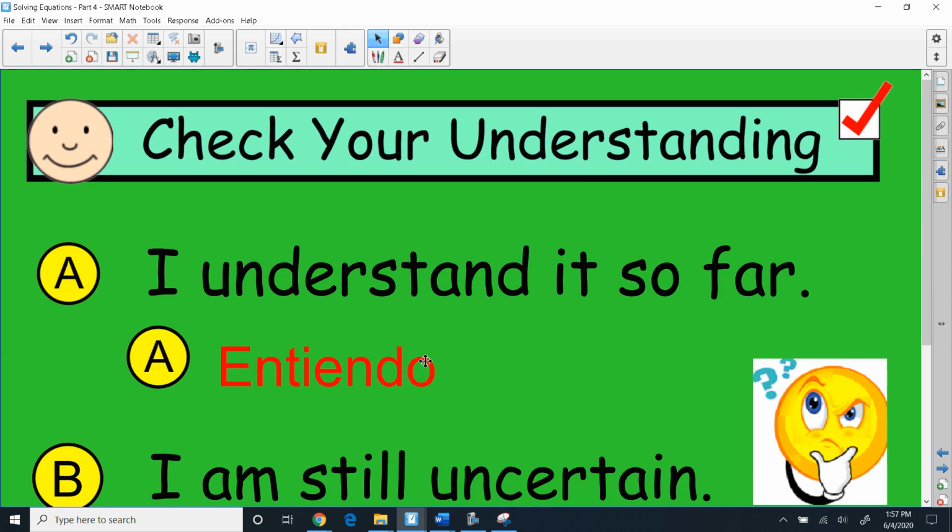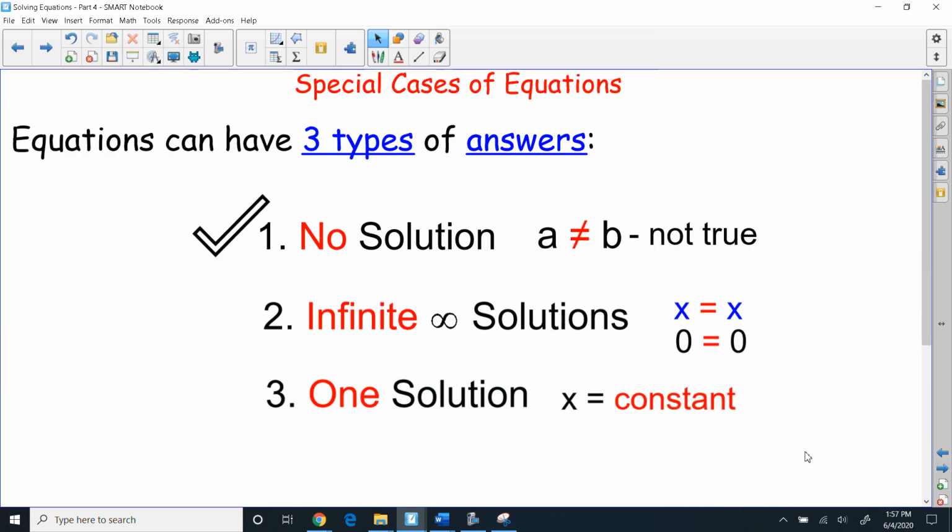Hopefully you now understand what we were talking about. Why is it a no solution? So check your understanding. That was no solution. Hopefully you understand it. If not, go back and watch the video. Let's go to our next question. So we did no solution where the two constants are not equal and makes it not true.